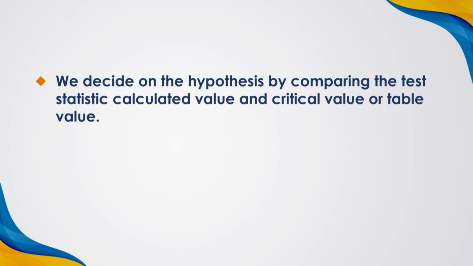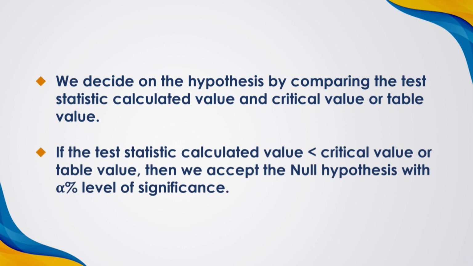Dear students, let us start the third part of our lesson, which will be learning on commenting on hypothesis and matching interpretation with the objectives. We decide on the hypothesis by comparing the test statistic calculated value and critical value or table value. If the test statistic calculated value is less than critical value or table value, then we accept the null hypothesis with alpha % level of significance.